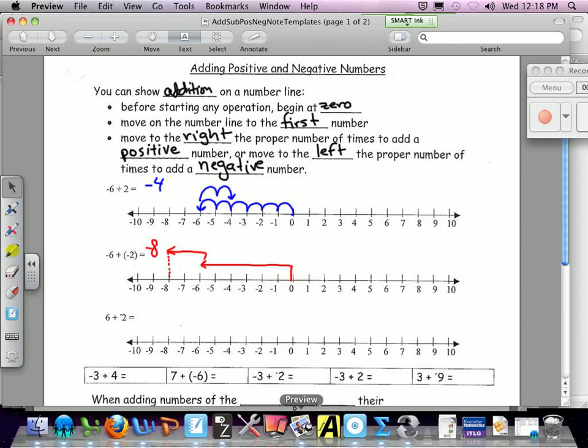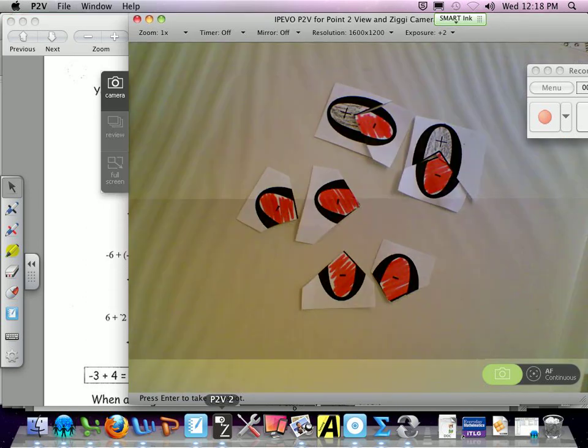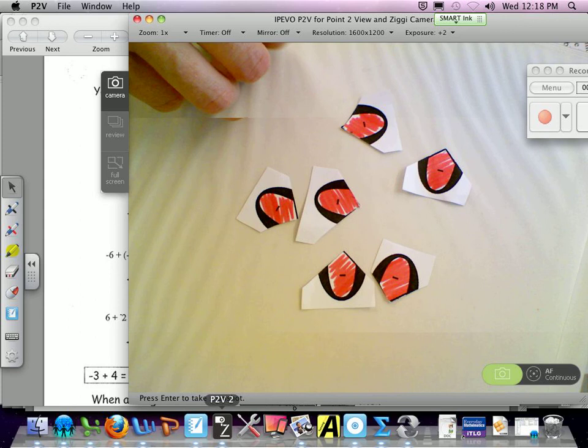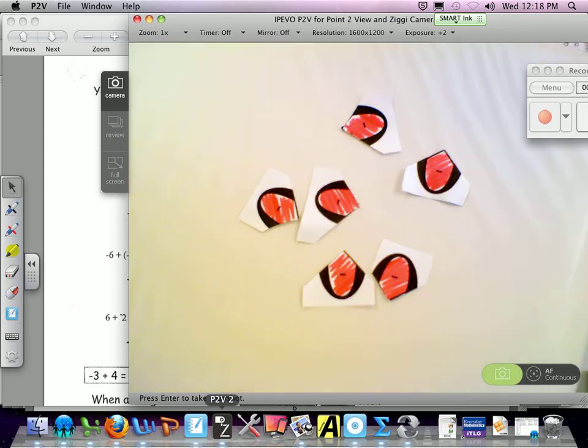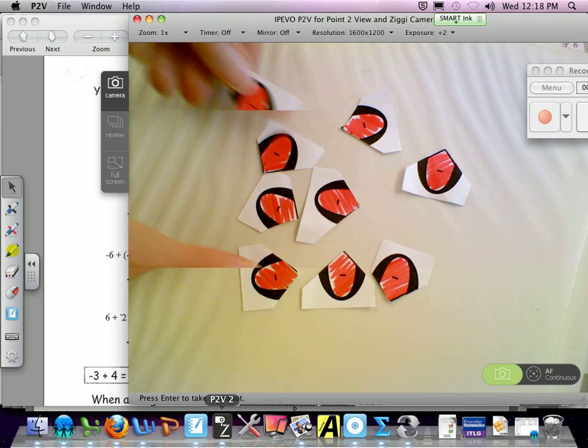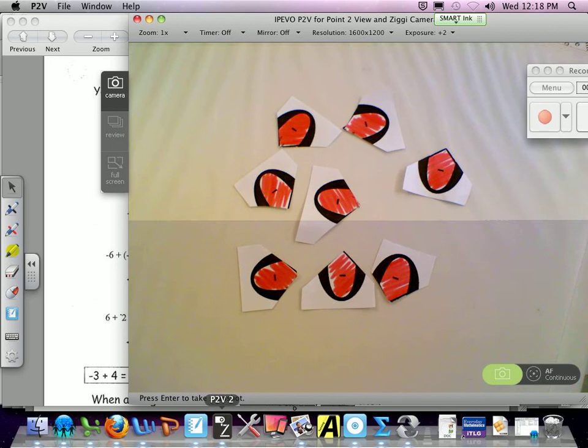With the positive and negative pieces, we're going to have -6 to start again, but now we're going to add 2 more negatives. So I've got negatives and then I've got more negatives. I end up with -8. So the model with the positive and negative parts of 0, or the black and red chips, sometimes they're called, I would have 6 negatives and then 2 more negatives that I would add in. So now I have 8 negatives.